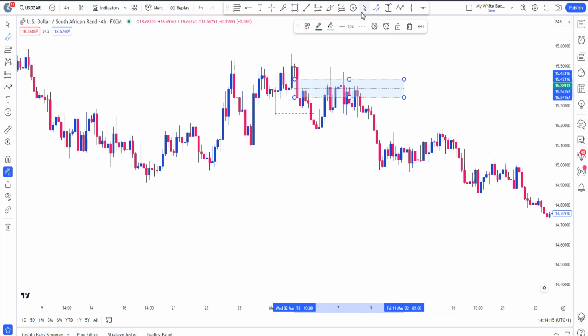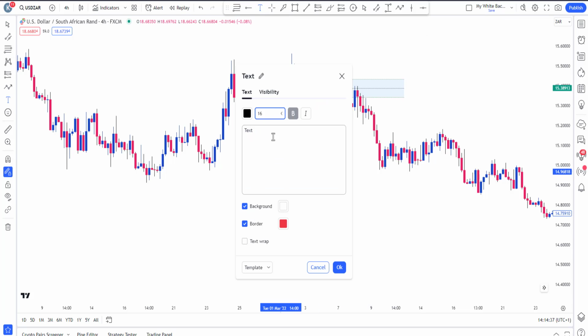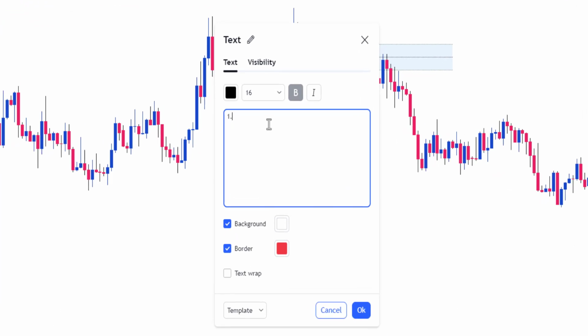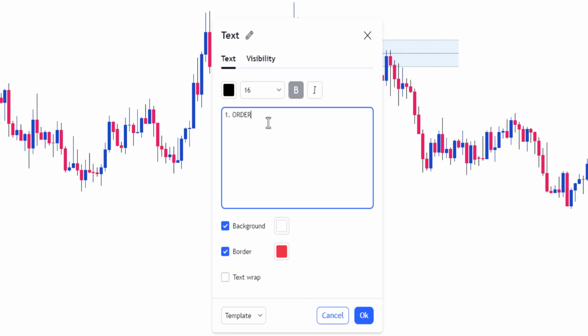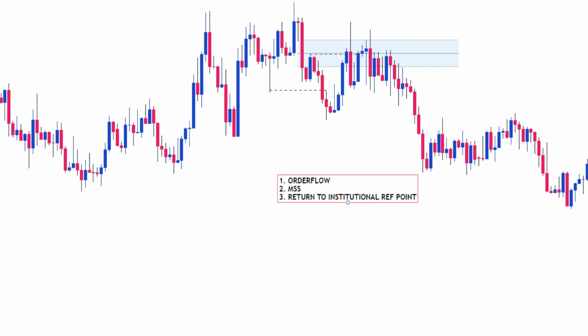So coming back to this, we are looking for a sell model. The things you need: understand your order flow, number one. Okay, that is the bias. Secondly, shift in market structure. And thirdly, return to institutional reference point. So you can look out for this, and then your entry. These are the things you look out for. Very brief one, and it's straightforward.